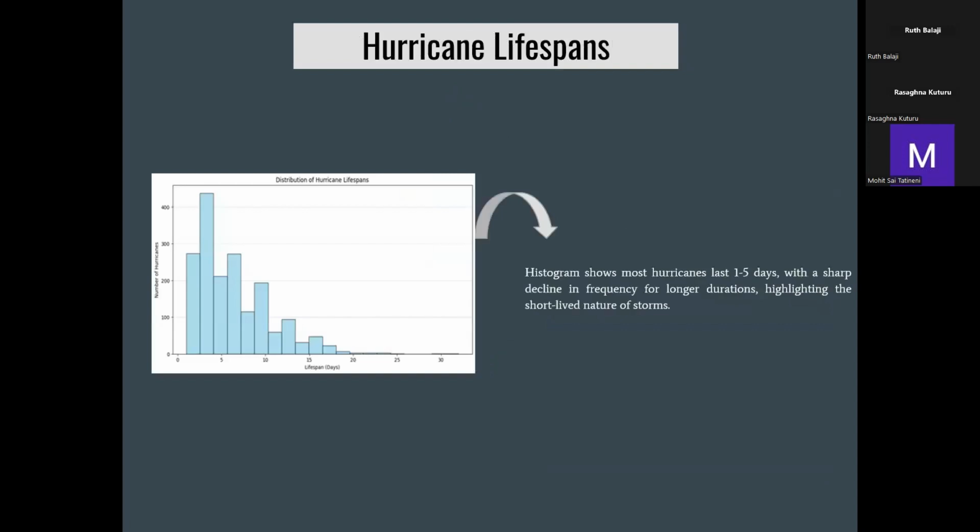Moving on to the next slide. This is hurricane lifespan. The histogram reveals most hurricanes last only 1 to 5 days, with a sharp decline for higher durations. This confirms that hurricanes are mostly short-lived, which is also crucial for optimizing the emergency response windows in these days.